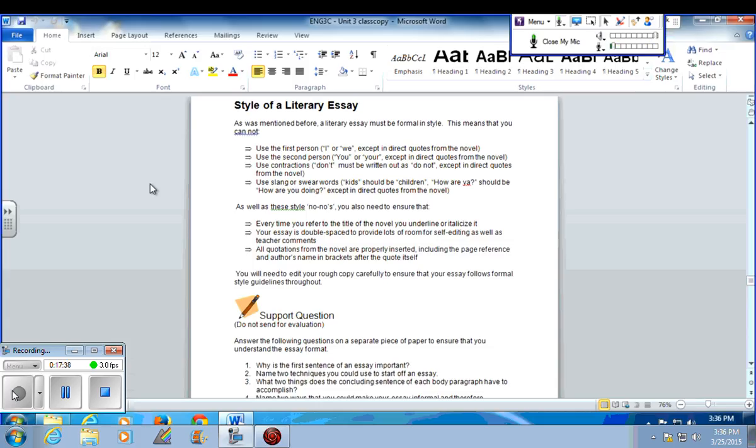So, kids should be children unless it's being done in a quote from the novel, or sometimes in your hook, depending on how you phrase it. And there should be absolutely no swear words whatsoever. No slang, no swear words. That is a hard thing for some people to do, especially phrases like LOL, G2G, TTYL. Both of those have entered common English, and they're used in most informal communication between friends or family. It cannot be used in formal writing.